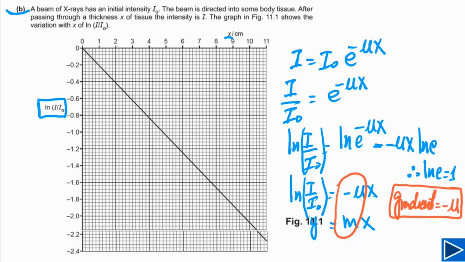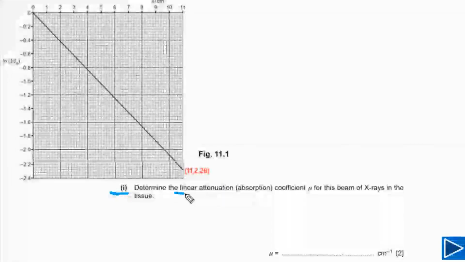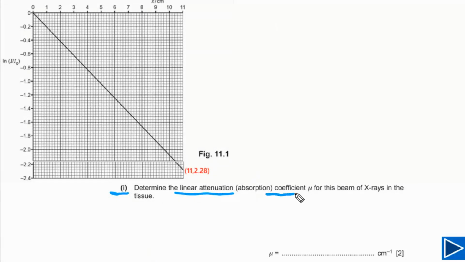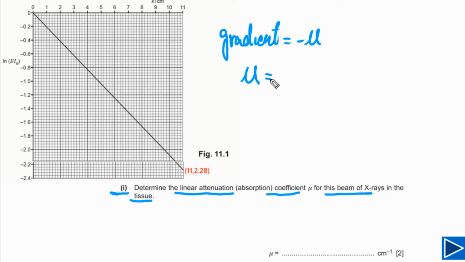Let's move on to the question. For part B1, we need to determine the linear attenuation coefficient mu for this beam of X-rays in the tissue. That means we need to find the value of mu. But we have already discussed that the gradient of this graph is equal to negative mu, or simply we can say mu is equal to negative of the gradient. Now we simply need to find the gradient. If we take two points, this point and this point, we can calculate the value of the gradient.